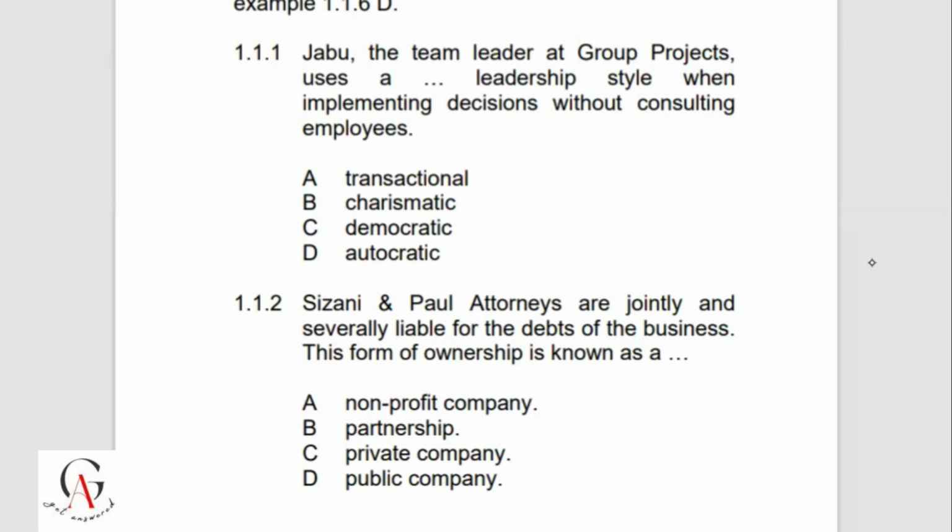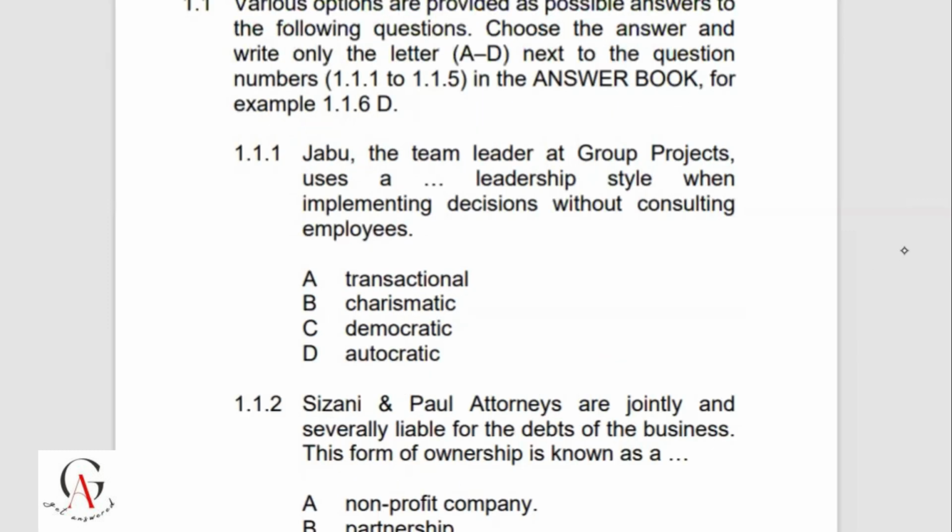So now let's check 1.1. So now it reads as follows. Various options are provided as possible answers to the following questions. So now choose the answer and write only a letter A to D.